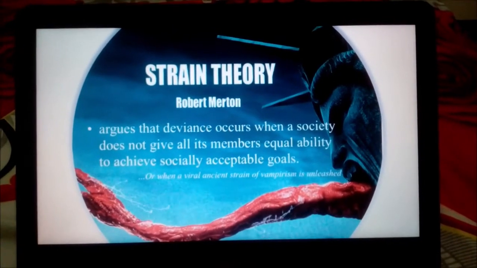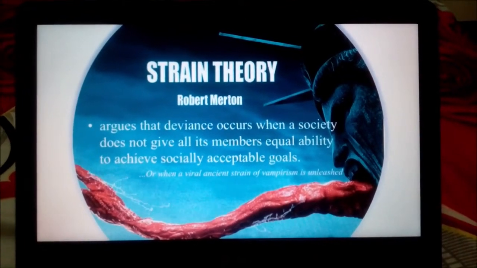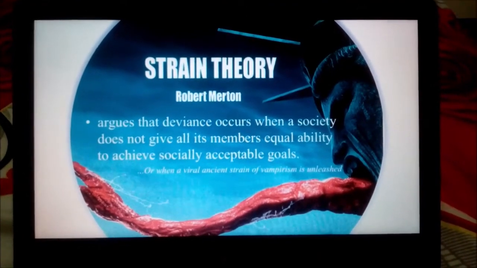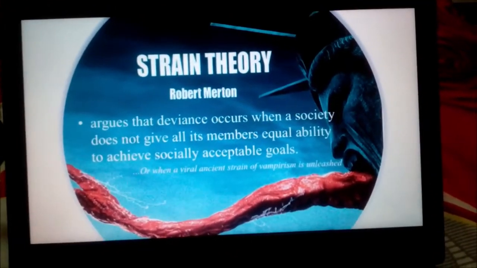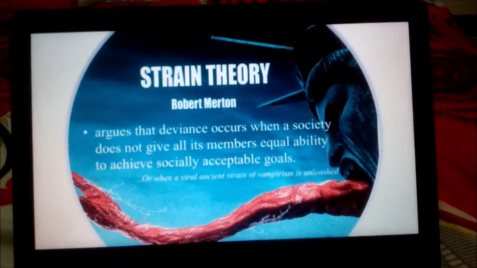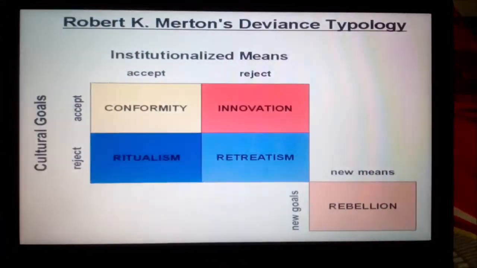An example is at work. When he or she is in a high position at work, the person who is very envious of that person may tend to slander, spread fake news, things like that. So, they are trying to bring the person down. So, that's strain theory.